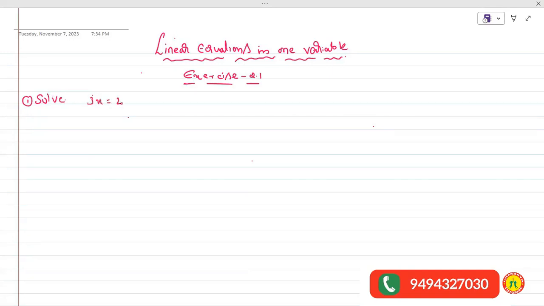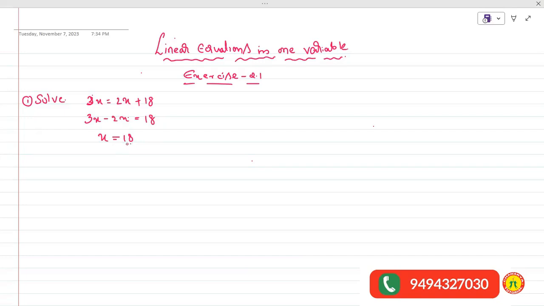The first question is: solve 3x equals 2x plus 18. Solve means we need to find the x value. This question is for Driti. Tell me, Driti, how are we finding this? We have to write 3x minus 2x is equal to 18. Very good. So 3 minus 2 is 1, so 1x is equal to 18. So x is 18.